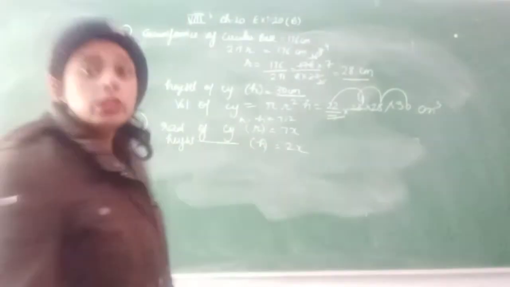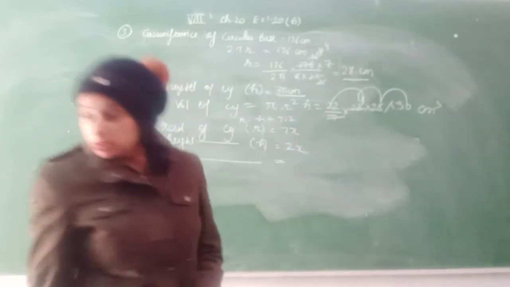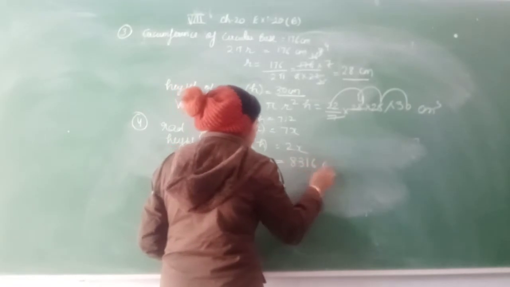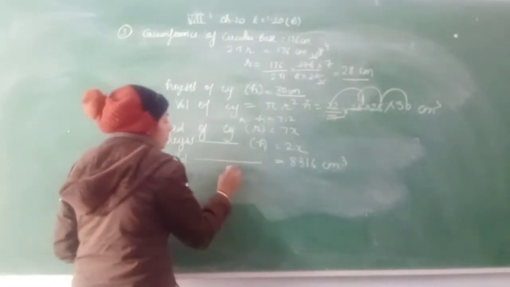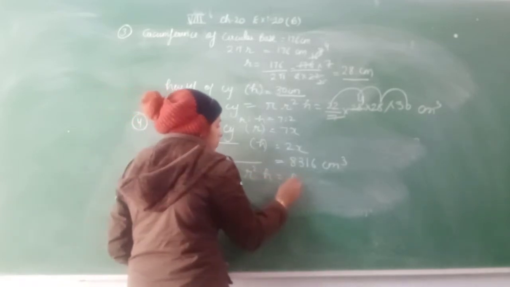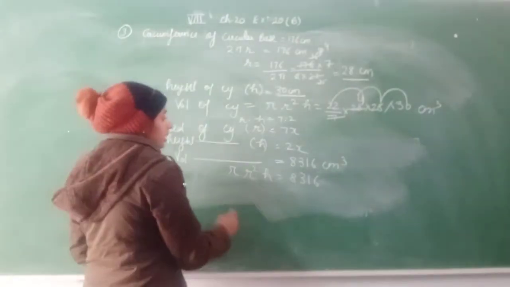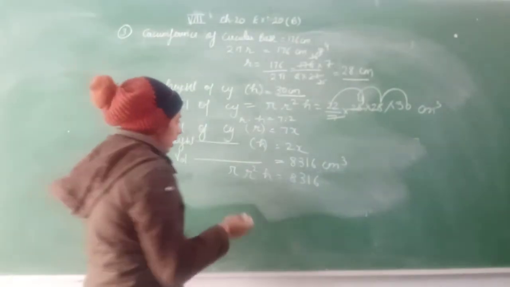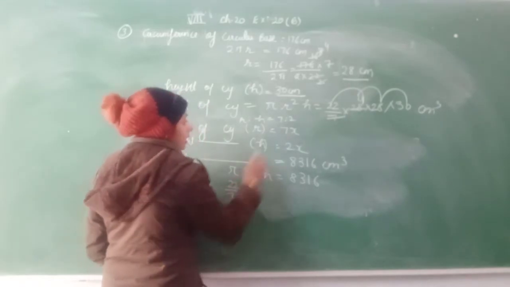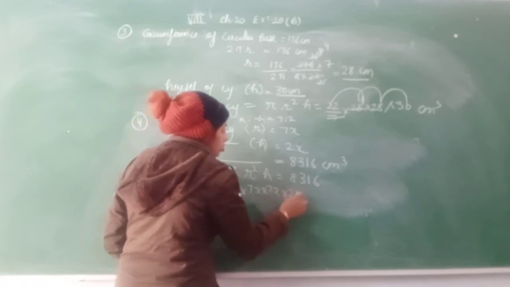And the volume of cylinder is already given to you. The volume of cylinder is 8316 centimeter cube. As you know the formula of volume, that is pi r square h. So compare it with 8316 and get your x exactly. Here, you will write 22 by 7. Your r is 7x, so write 7x into 7x, and height is here 2x.